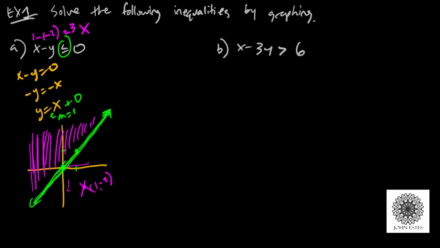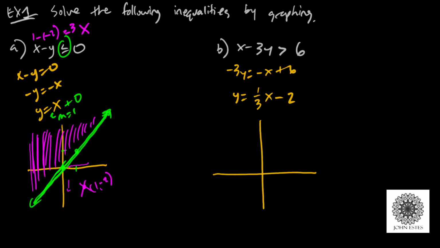So this time I have x minus 3y is greater than 6. So we're going to do a similar thing. First I need to get it in a form we recognize. So let's see, that's negative 3y equals negative x plus 6. So y equals, dividing by negative 3, I get a positive 1/3 x minus 6 over 3, which is 2. Okay, so now I can graph that line.